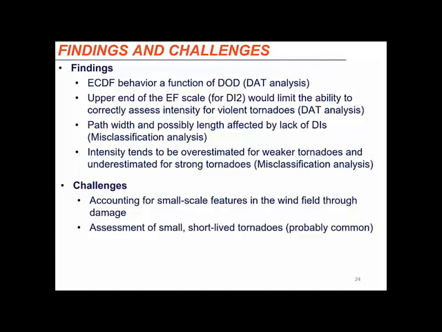Now, some of the challenges, and Zach alluded to it when talking about outlier structures, is accounting for small-scale features in the wind field through damage. We all recognize the limitations of the EF scale, but if there's some small-scale vortex that affects a structure or two, it may be the best method to try to assess the actual wind speed. But I think we need to sort through some of the factors that may cause a certain damage state. And then again, assessment of small, short-lived tornadoes. We had just a situation here in Champaign where we had 2 EF unknown tornadoes that were small and short-lived on Monday, which are probably more common than we currently know. So those are some challenges in the assessment.